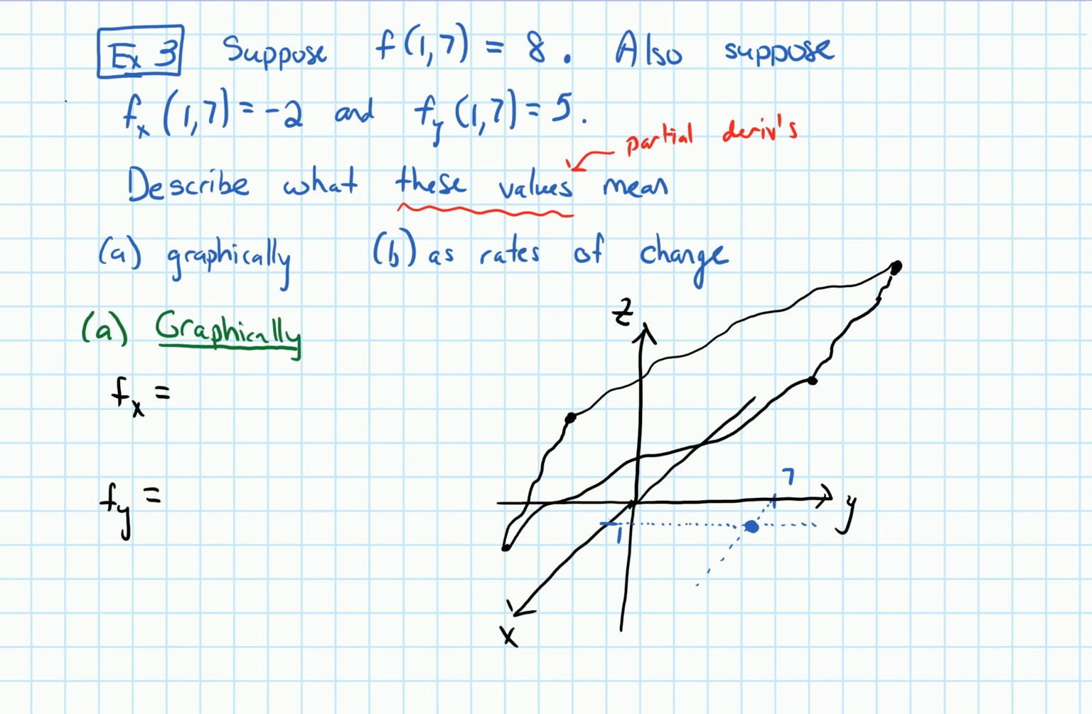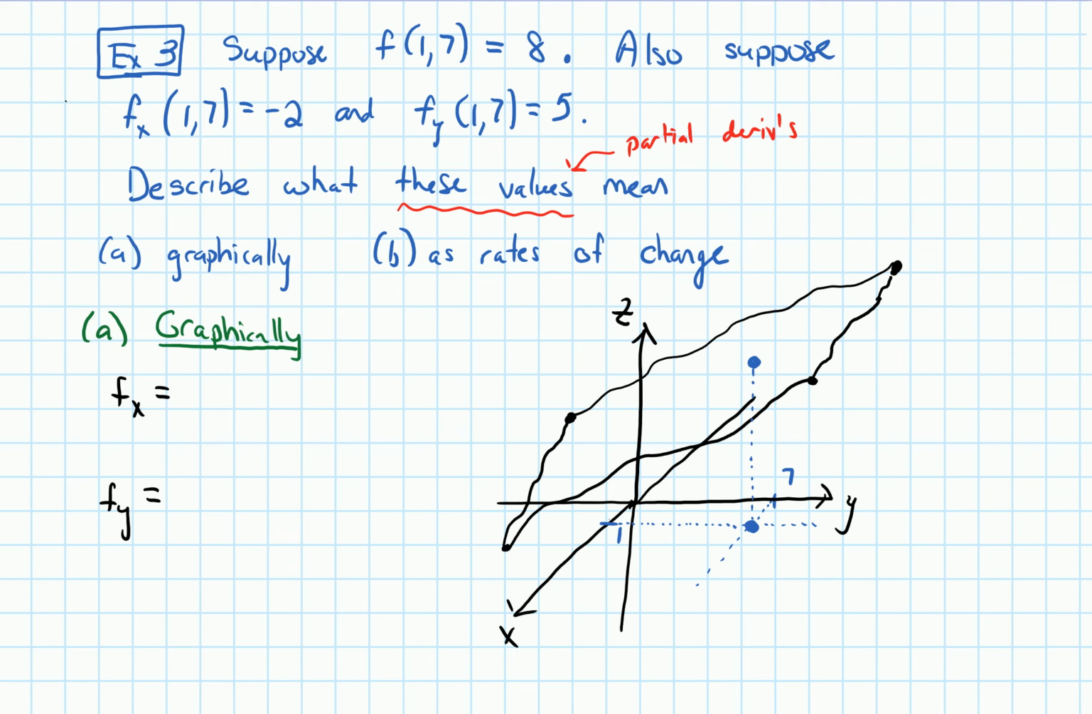And then from that point, I'm going to draw up until I touch the surface. And I won't write this down, but at that point on the surface, the z-coordinate should be 8. Because the problem tells me that f of 1 comma 7 equals 8. So 8 is the z-coordinate at that point on the surface. I want to focus on these partials, and what do they mean graphically?